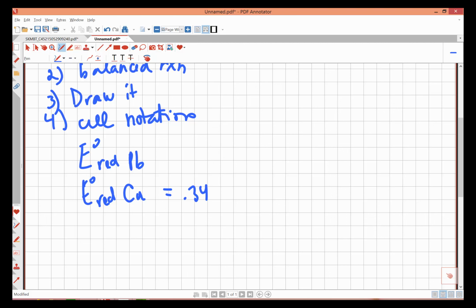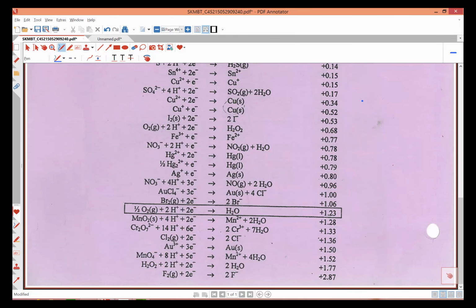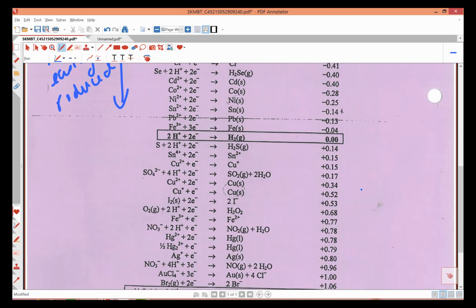And let's go find lead's. There it is. Right here. It is negative 0.13.